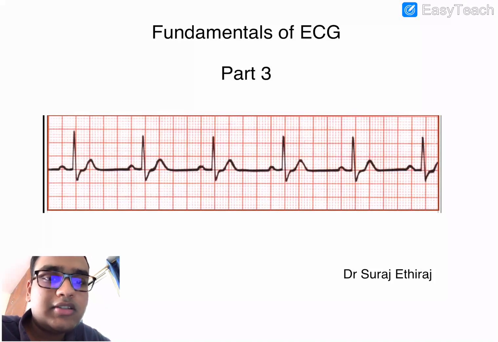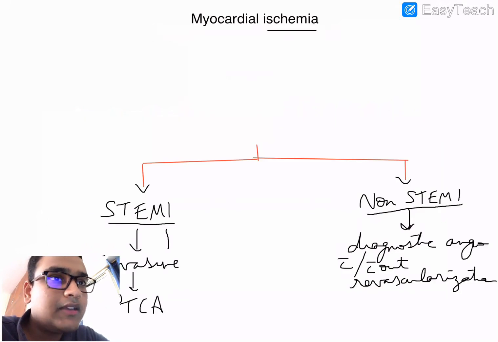So in continuation with the video lectures on ECG, in this part the most important topic we'll be covering is myocardial infarction and heart blocks. So let's start. In myocardial infarction or ischemia, ischemia is when there is decrease in the perfusion to the cell, and infarction is the cellular response to a decrease in oxygen supply to the cell.